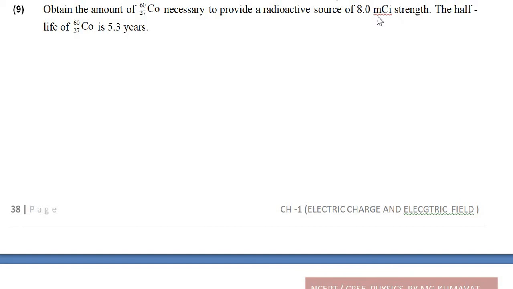Our next numerical 9: obtain the amount of cobalt necessary to provide a radioactive source of 8 millicurie strength. The half life of radioactive cobalt is given to us as 5.3 years. So it is very easy.